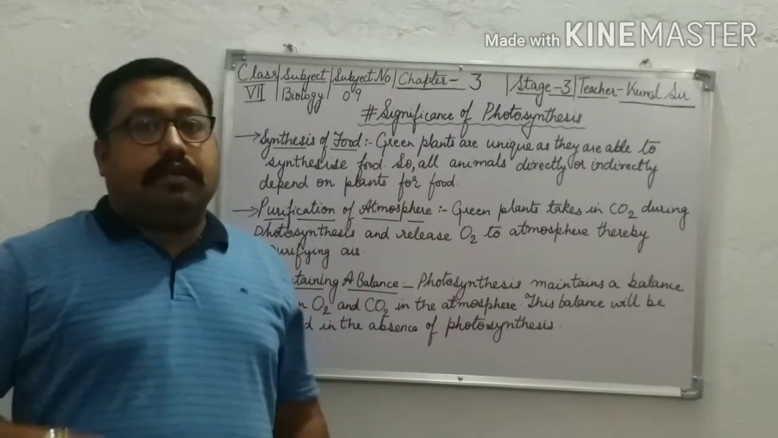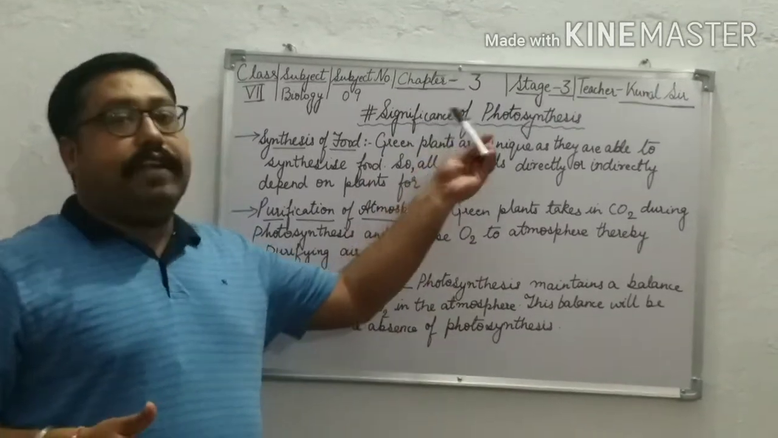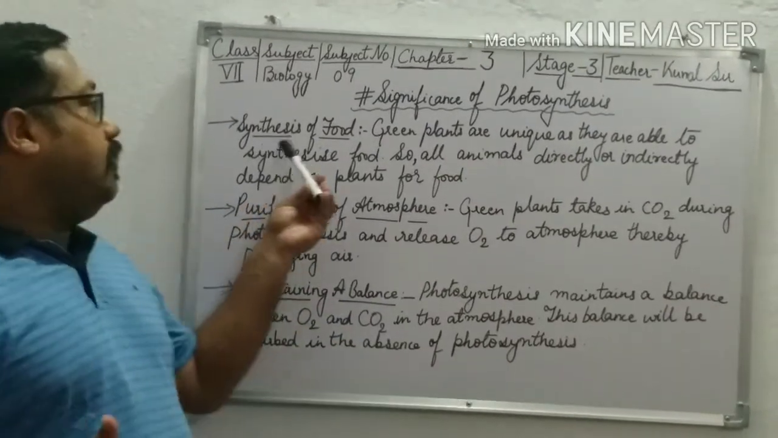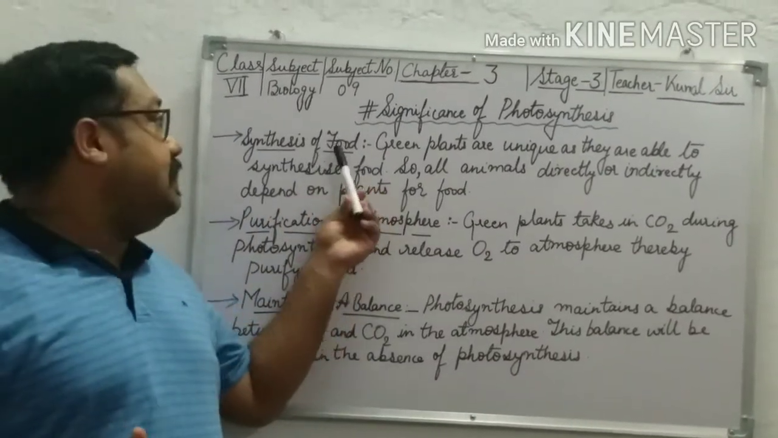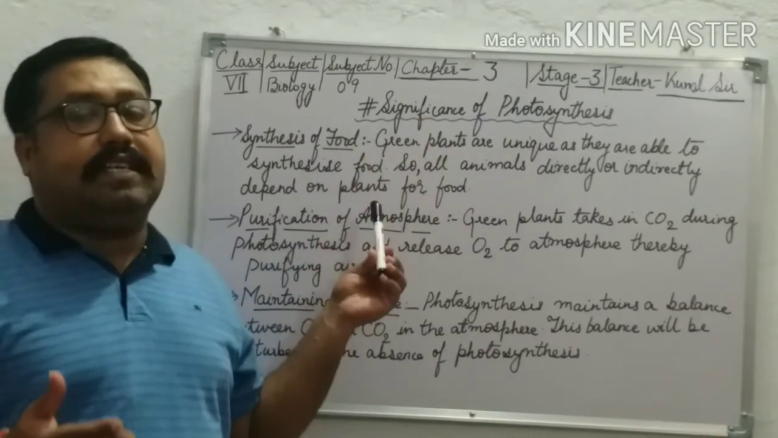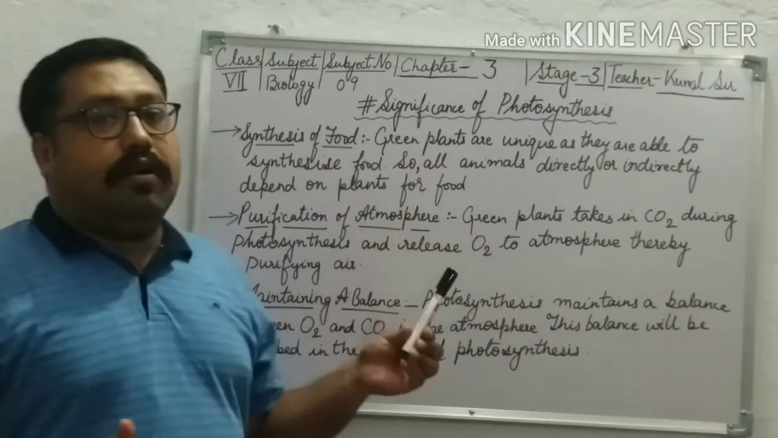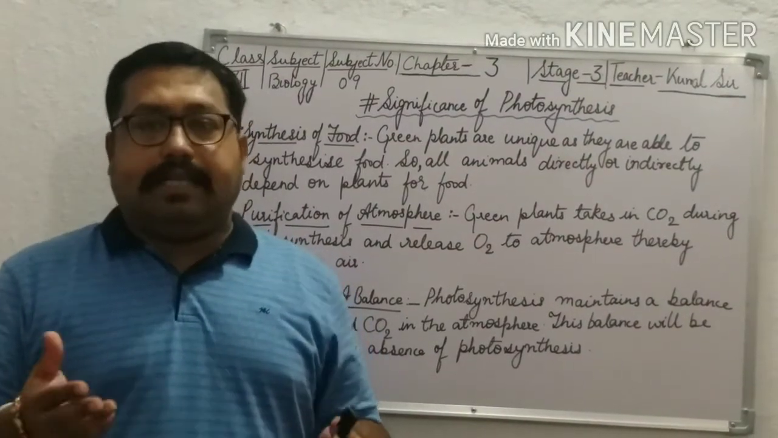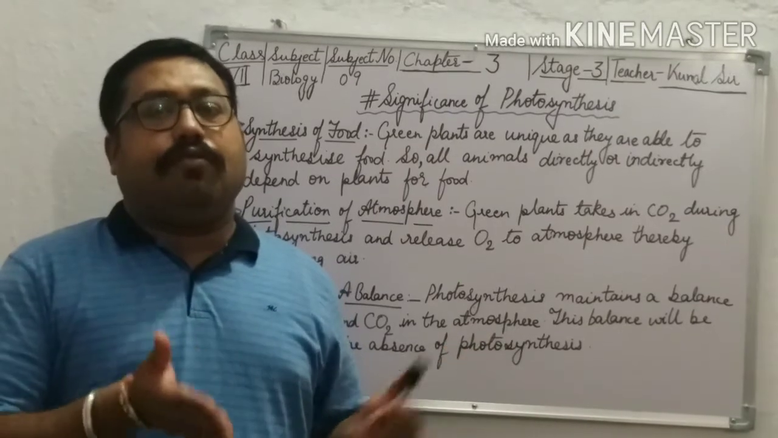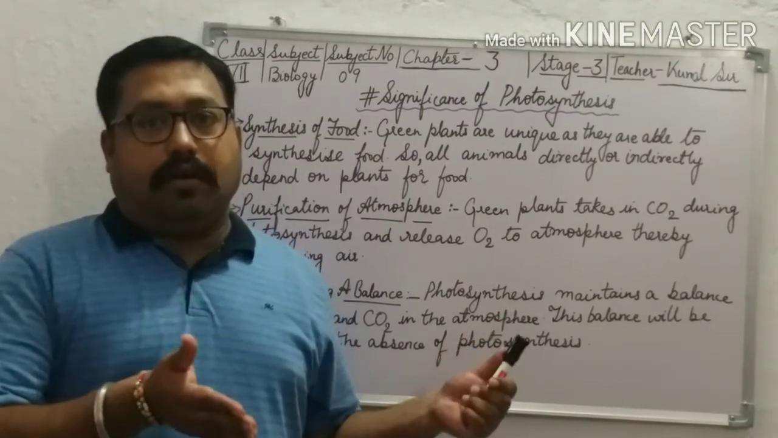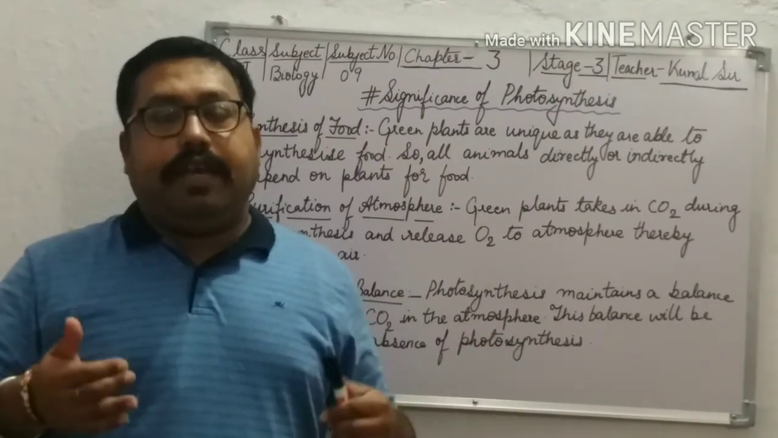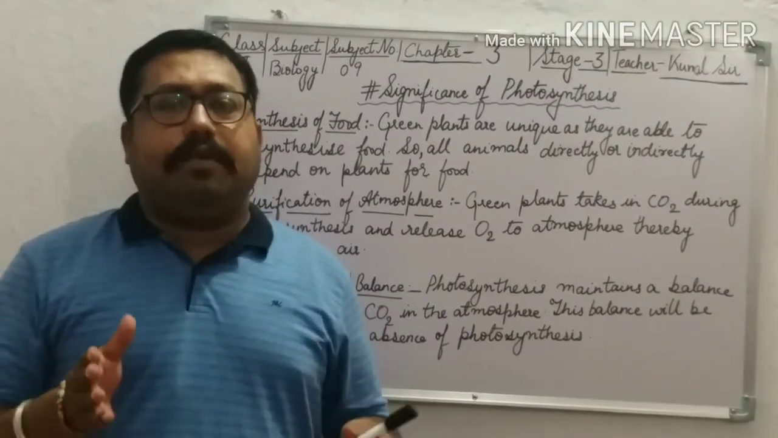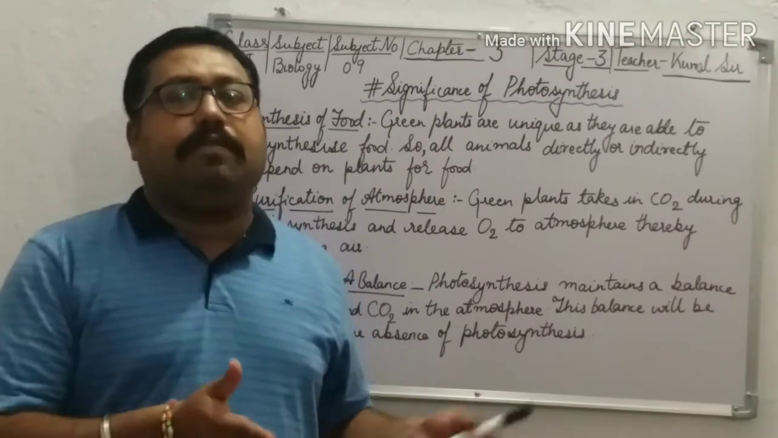Now let us discuss the significance of photosynthesis. What is the importance of photosynthesis? First of all, the first point is it synthesizes food. It helps in the synthesization of food, because as we know, green plants have the ability to prepare their own food. That is why they are called autotrophs, and we as living beings, and any other living beings which live on planet Earth, depend on plants.